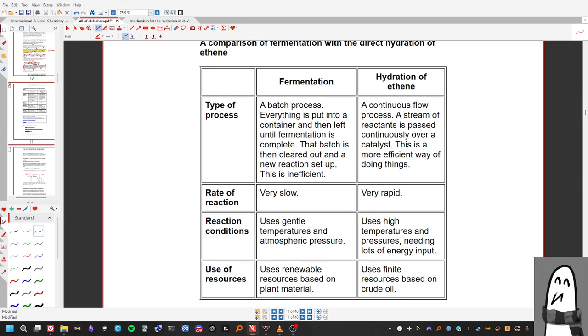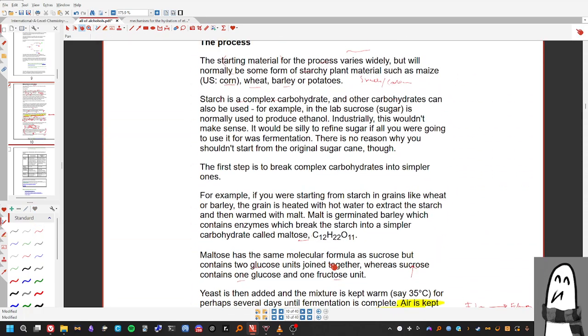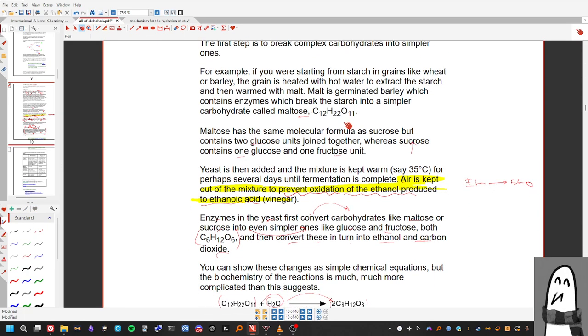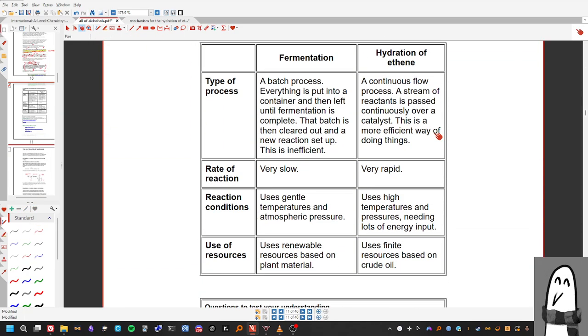So now your comparison between the hydration of ethene and fermentation, in this case of your maltose into glucose into ethanol, right? So yeah.